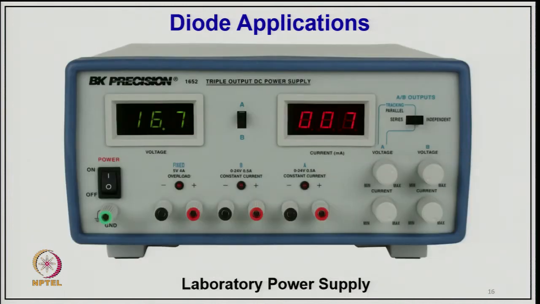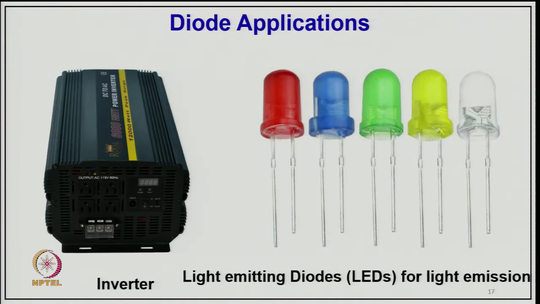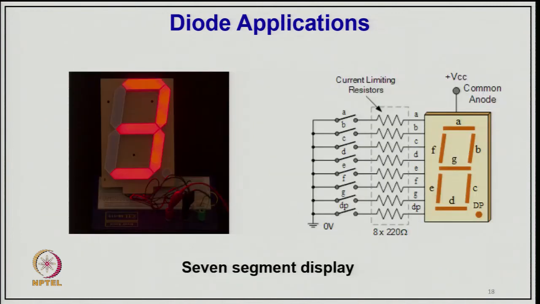And of course, we have a laboratory power supply that also gives you DC. Its input is of course the AC, so we use rectification there also. Or you have an inverter, and to feed the DC to the inverter we certainly have rectification. Then you have light emitting diodes used for many purposes like signaling, or you might have seen white LEDs for the purpose of lighting.